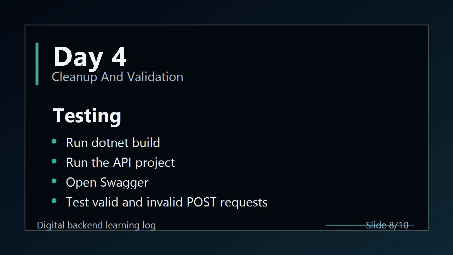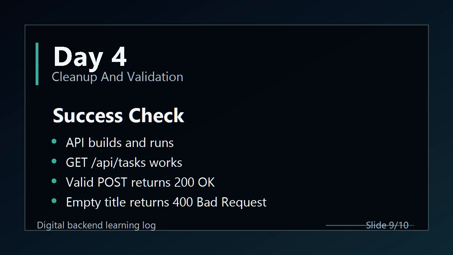Testing is required for this day. Run dotnet build, run the API project, open Swagger, then test a valid task create request and an invalid request with an empty title. The success check is clear. The API builds and runs, GET tasks works, a valid POST returns 200 OK, and an empty title returns 400 Bad Request.